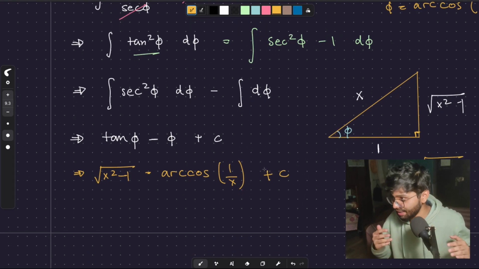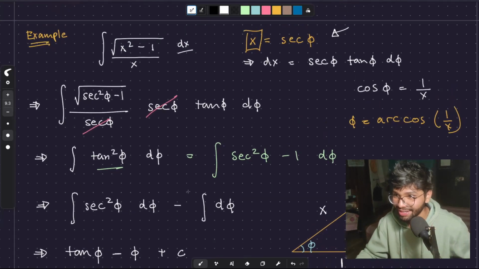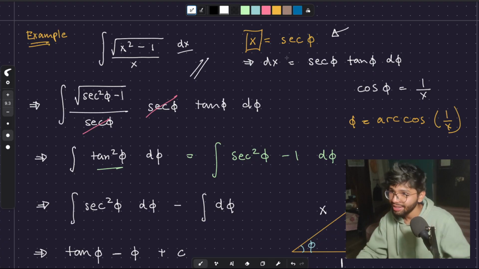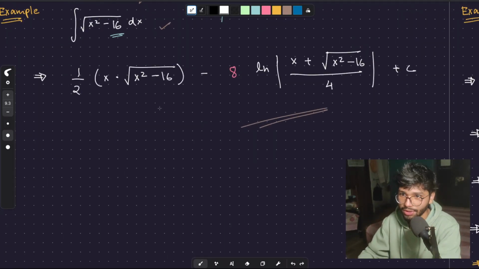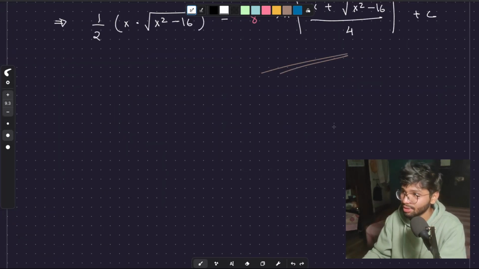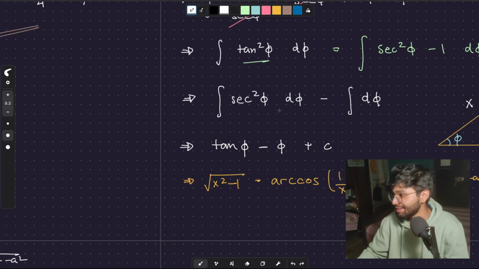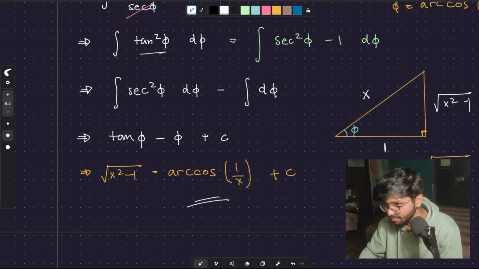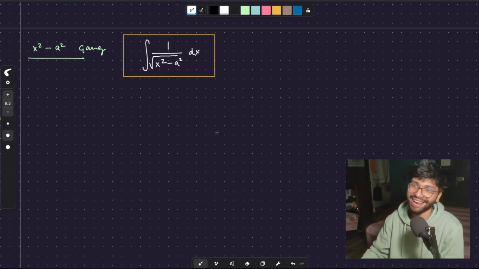Awesome. We should be celebrating right now because we found the integral of this weird thing. We did not use the formula. We just used what we did for the derivation, trigonometric substitution. This is why it's called trigonometric integrals. So this is the answer. Amazing. Let's move on to the next gang member.